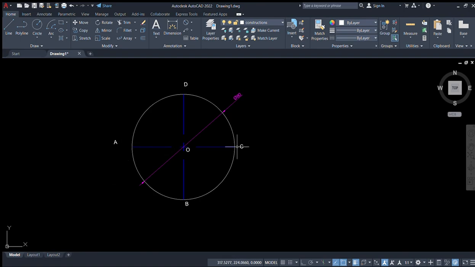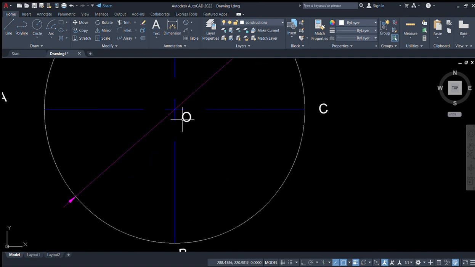Now draw the diameters, the two diameters. We have diameter from point A to C and from point B to D. They intersect at point O.